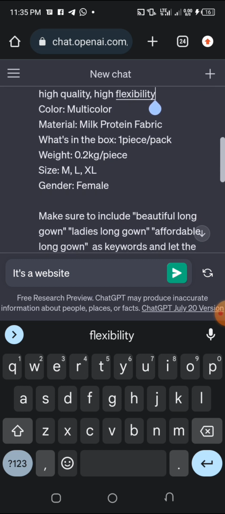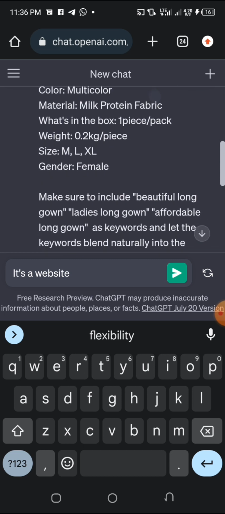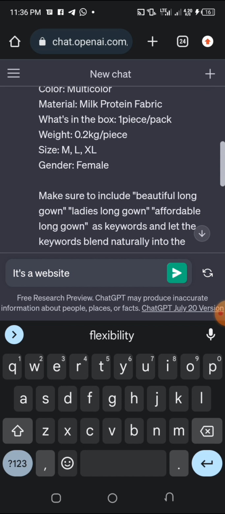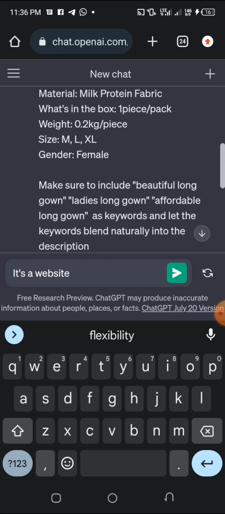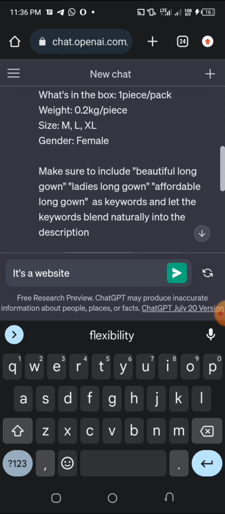And this is where the most important part also is, aside from what you know about your product, tell it that it should include the keywords that you have written. So you now say, make sure to include, then you begin to write them. So you can see I quoted beautiful long gown, ladies long gown, affordable long gown. So those words that you have on there, but don't let it be too many.